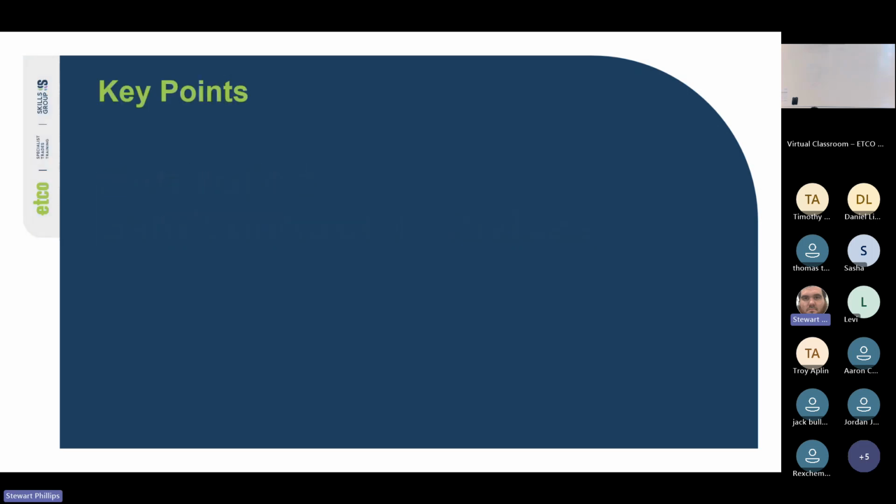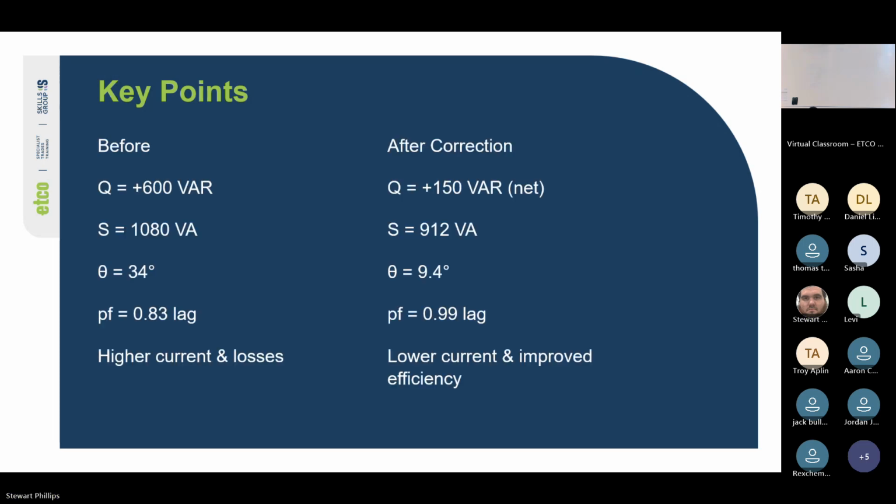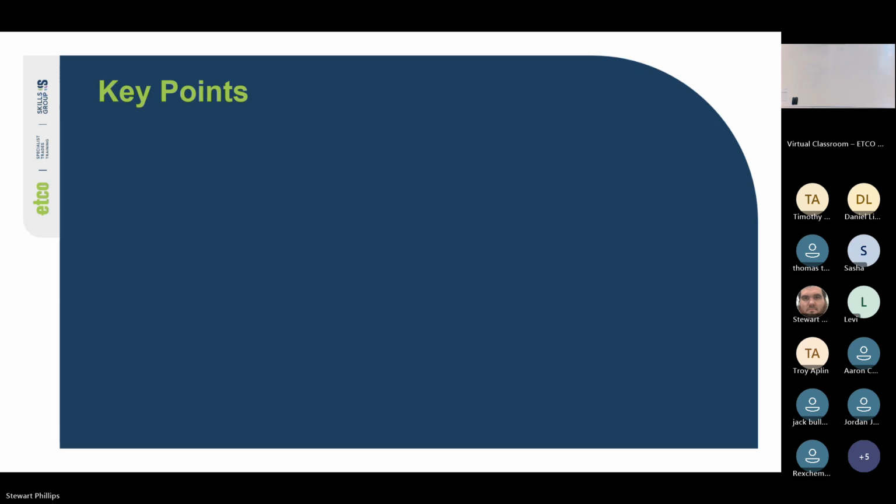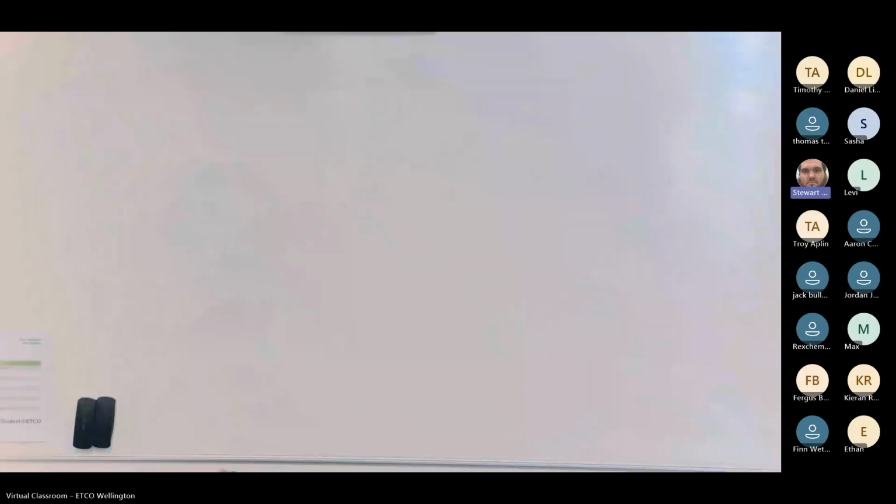Cool. So some key points to cover before we get started. Reactive power inflates the total current drawn from the supply. Oh, what the? Okay. This is what happens when you make your PowerPoints at 3 in the morning.